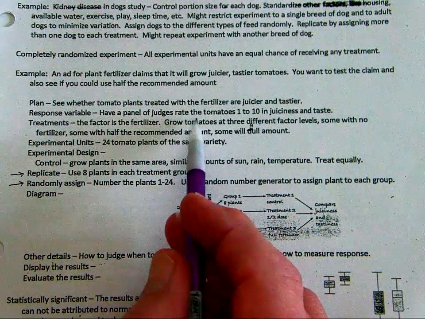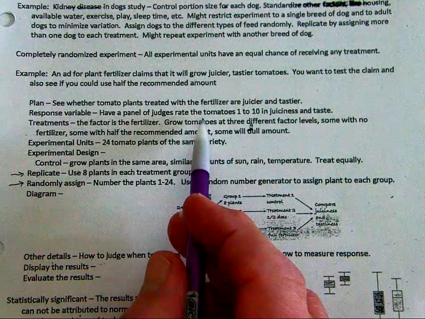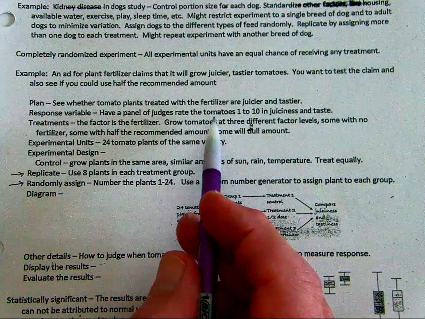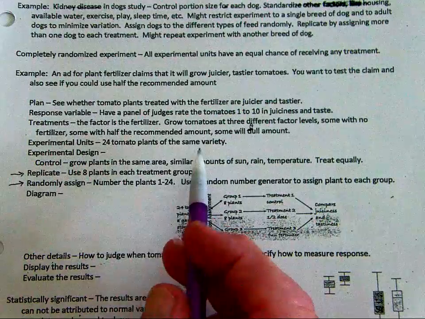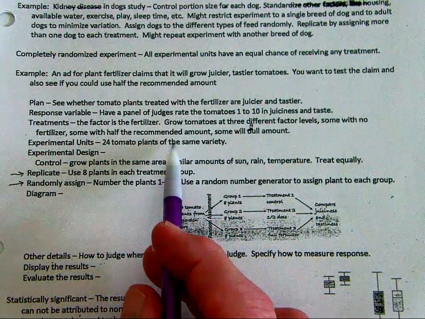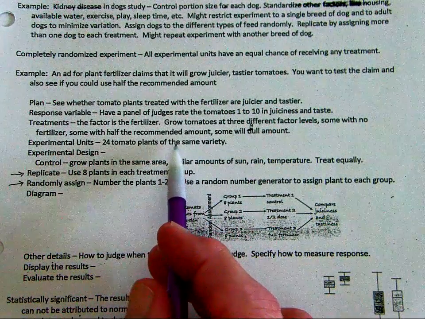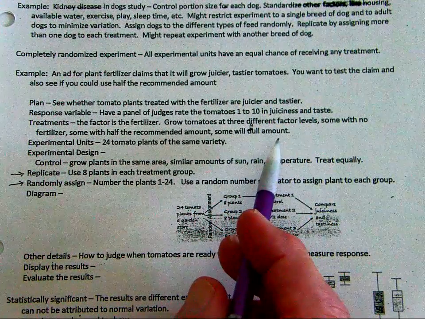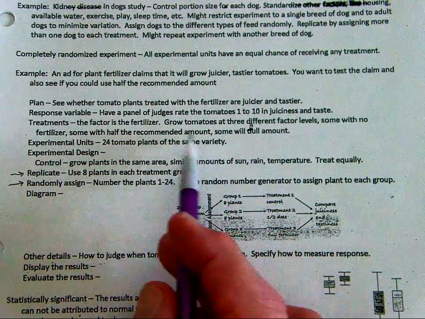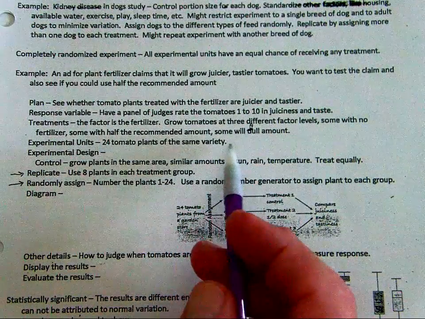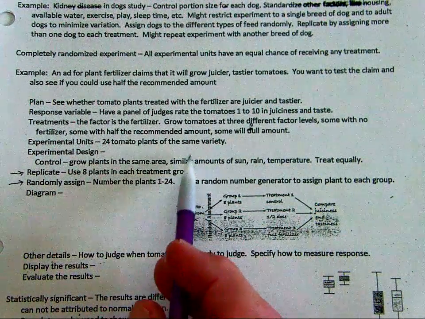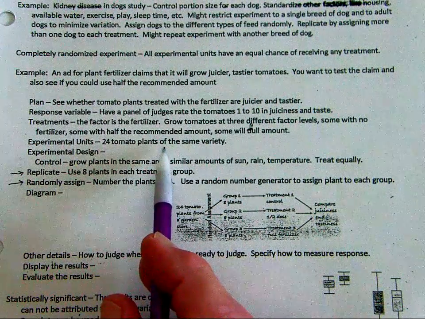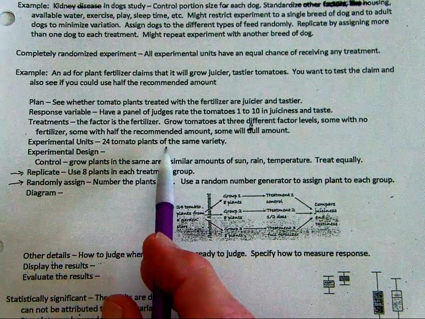Your response variable, you need to have some way to measure whether they are. So maybe you have a panel of judges that's going to rate the tomatoes on their juiciness, on their taste. The factor for the treatment is the fertilizer. So you might grow the tomatoes in 3 different levels. Some with no fertilizer, some with half the amount, some with the full amount. Experimental units. Well, that's the tomato plants you're going to check. So let's say you pick 24 tomato plants, all the same variety of tomatoes.